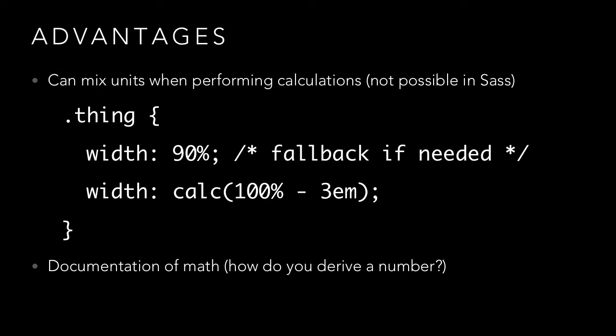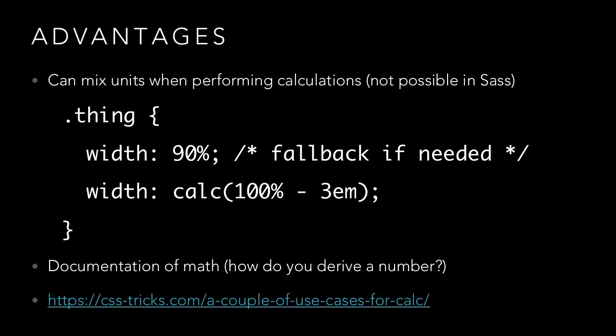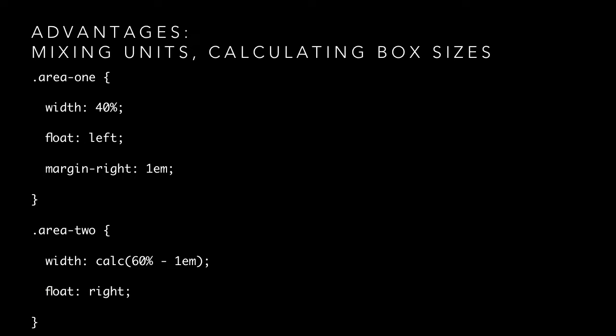Sometimes calc is a really great way to document the kind of math that you're doing in your CSS. Where did that weird number come from? Sometimes it's actually easier to explain with a calculation, right? And I have an example for that that I'll show you here in just a second. Obviously, there's a whole lot of this stuff. There's more to read on CSS-Tricks. Feel free to take a look. So here's some examples of this.